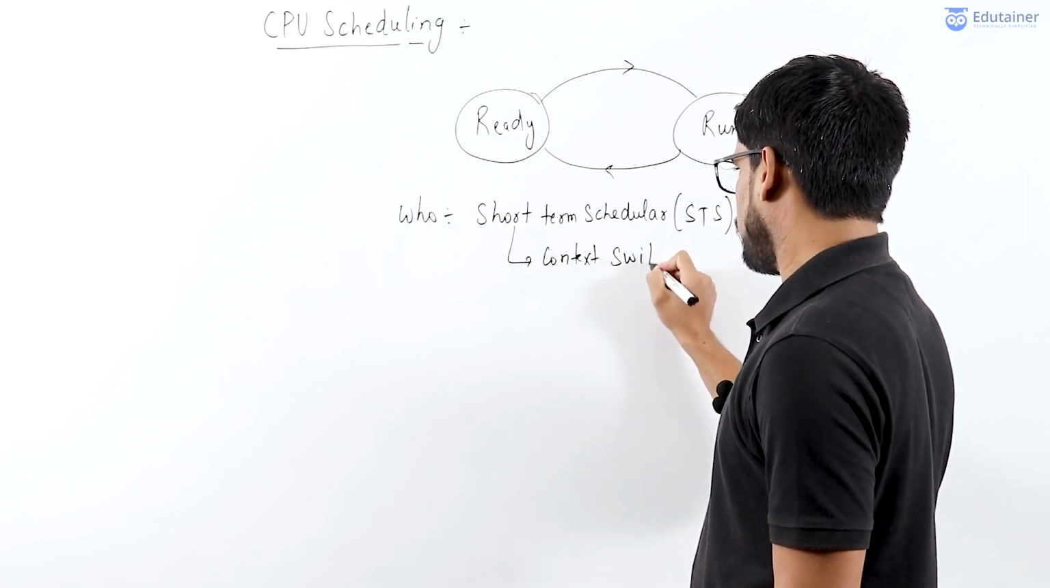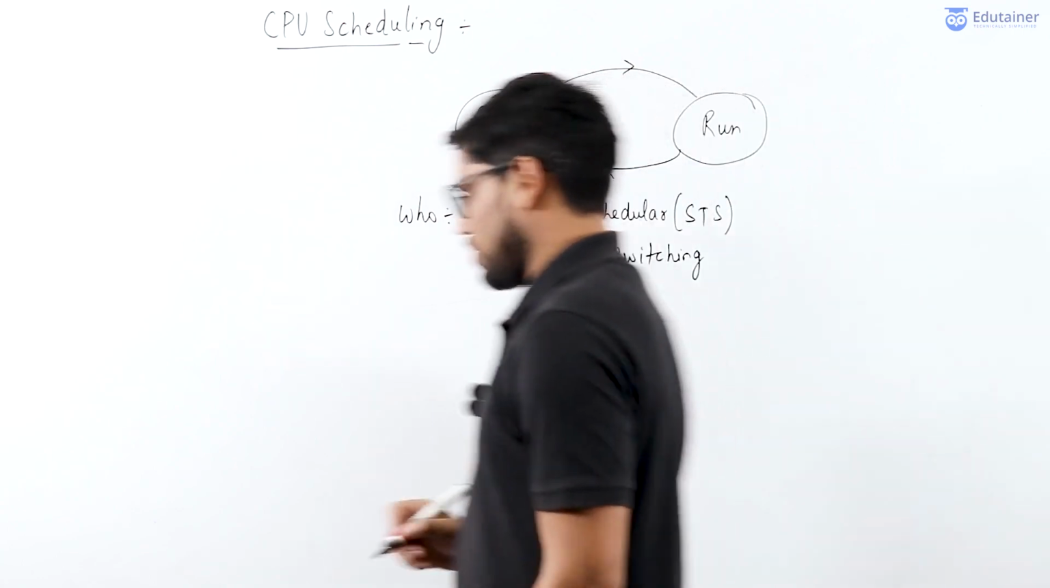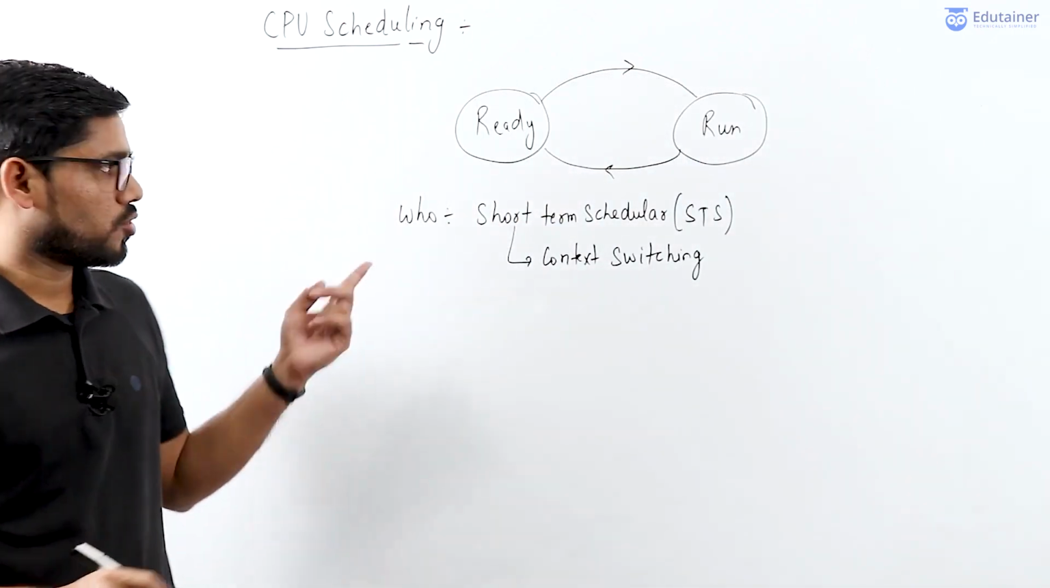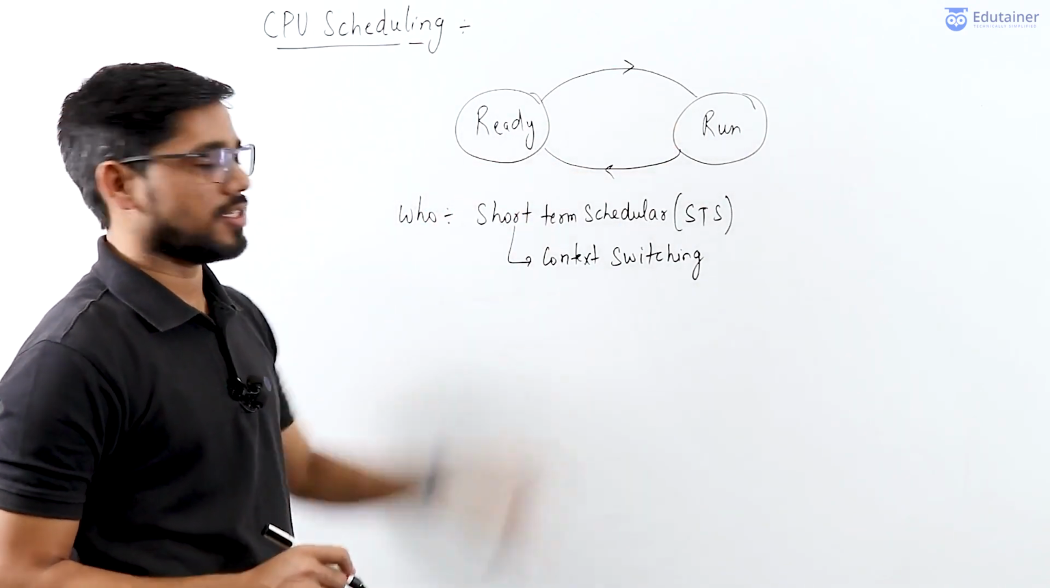It is responsible for context switching. Okay, so who will perform it? The short term scheduler. Where will it perform? From ready to run or run to ready state.